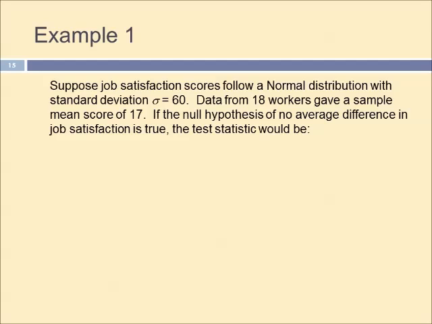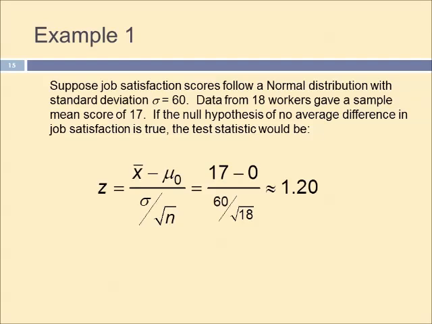So suppose job satisfaction scores follow a normal distribution with a standard deviation of 60, and then data from 18 workers give a sample mean score of 17. If the null hypothesis of no average difference in job satisfaction is actually true, then the test statistic would be this nasty thing. The z-score is the sample mean minus the hypothesized mean, divided by the population standard deviation over the square root of the sample size. So (17 minus 0) over 60 divided by the square root of 18, and that's about 1.2.